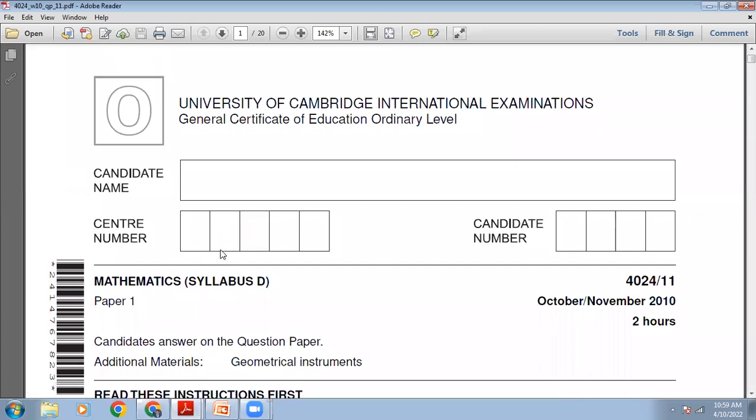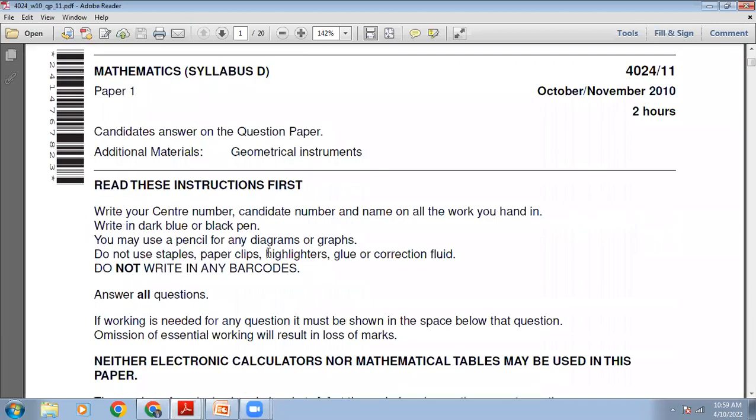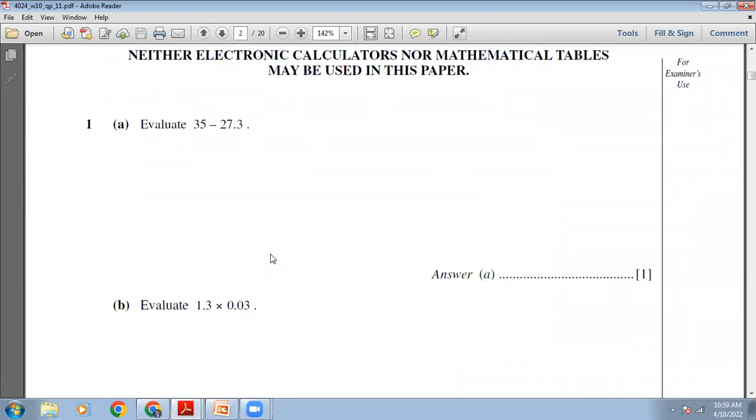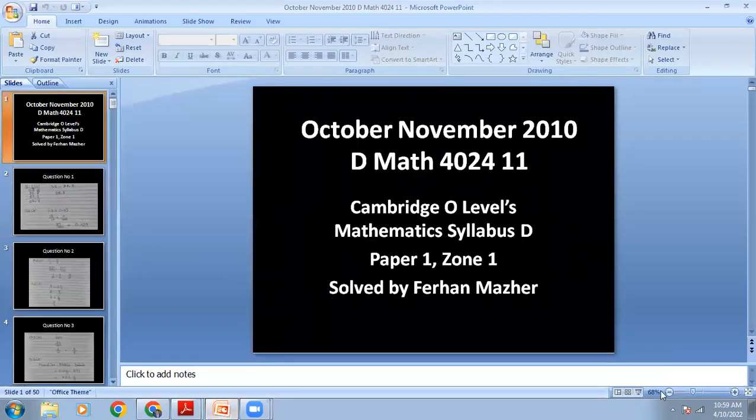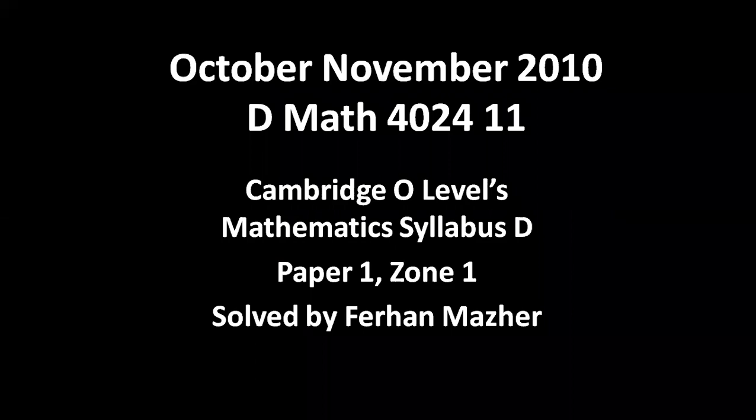Here we go. So the October-November 2010 1 paper. The question number 1 is showing up on your screen. He says, evaluate 35 minus 27.3. A very simple and a straightforward question. You have to subtract. So a straightforward and a simple question.